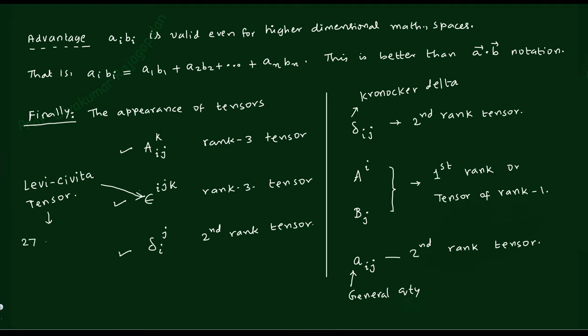Just like Kronecker delta, Levi-Civita tensor will take 1, minus 1 and 0. And there are totally 27 elements in the 3 dimension. How 27 will come, I will write down. It is a 3 by 3 matrix. Like that, 3 matrices are there. So total becomes 27. Because there are multiple matrices, this is known as layer of matrices.